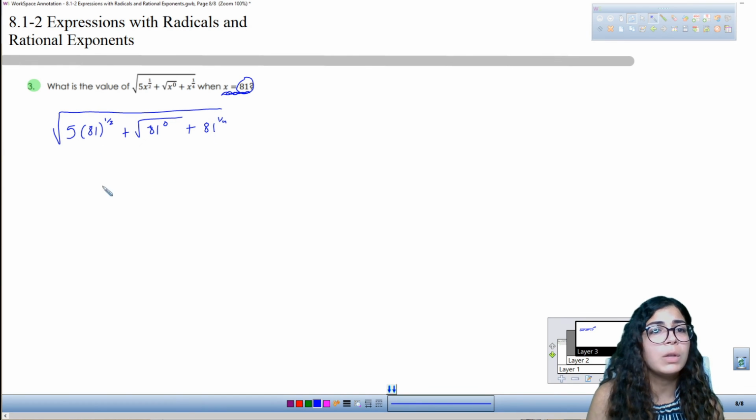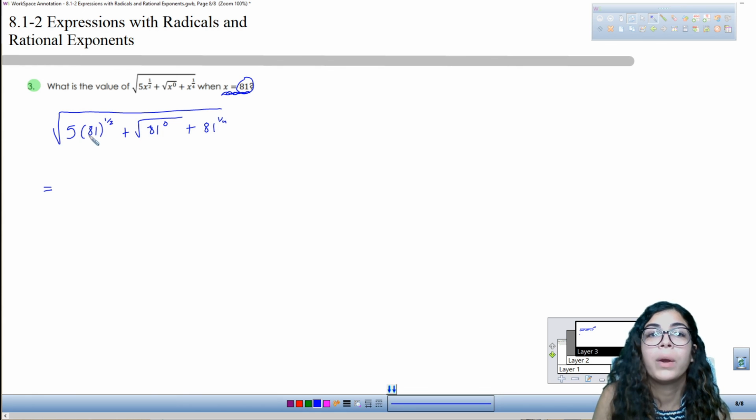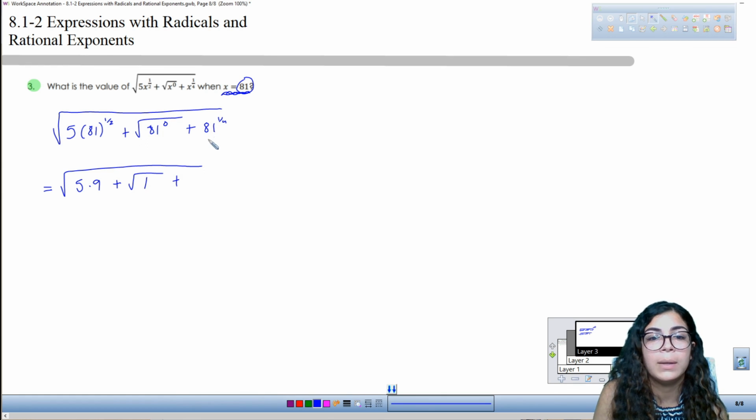Okay, so let's go ahead and simplify first our exponents, right? So 81 to the power of 1/2, that's the square root of 81, which is 9. So I have 5 times 9. And then I have 81 to the power of 0. Anything to the power of 0 is 1. Plus 81 to the power of 1/4. So that's the 4th root of 81, which I believe is 3.